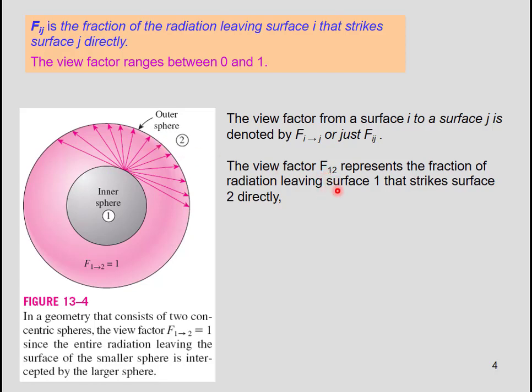F sub 1 2. And one more thing is about its value. The view factor is a dimensionless value, and it is in the range of 0 to 1. It is 0 when none of the radiation actually strikes surface 2, and it is 1 when all of the radiation from surface 1 strikes surface 2.